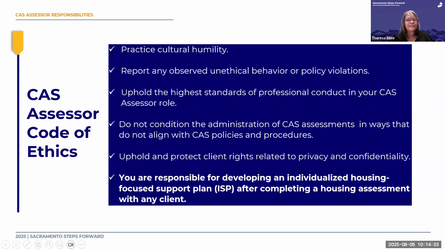We want you to please practice cultural humility. Please report to CAS or HMIS any observed unethical behavior or policy violations. Please uphold the highest standards of professional conduct in your CAS assessor role. Do not condition the administration of CAS assessments in any way that does not align with the CAS policies and procedures. Uphold and protect client rights related to privacy and confidentiality. And remember, you are responsible for developing an individualized housing focused support plan, an ISP, after completing a housing assessment with any client. And again, we'll touch on that a little bit later in this training. Next slide.